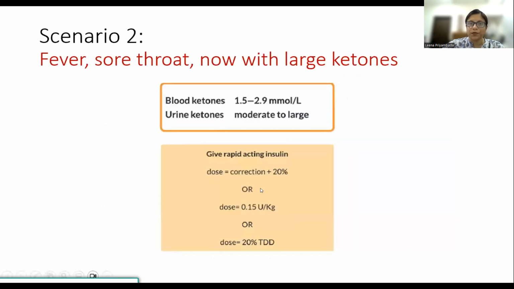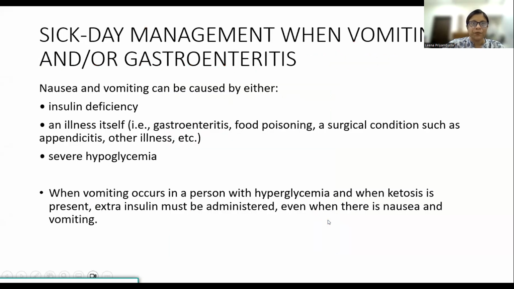Now with large ketones, this is the same thing, 1.5 to 2.9. So give a 20% extra correction for the large ketones, or a total of 0.15 units per kg, or 20% of the total daily dose. Okay. So this is also mostly repetition, that nausea and vomiting can be caused.